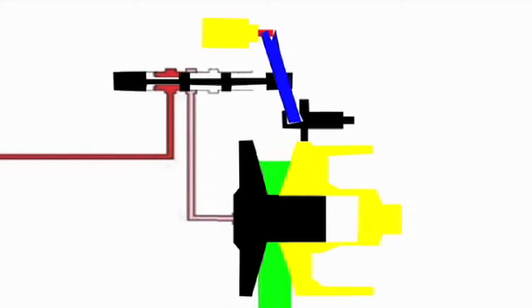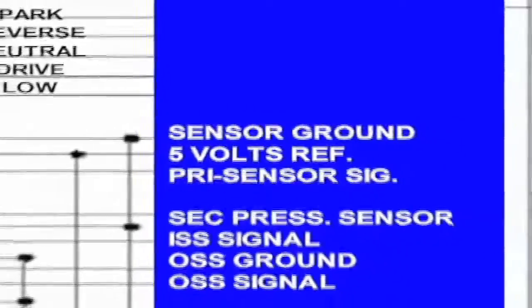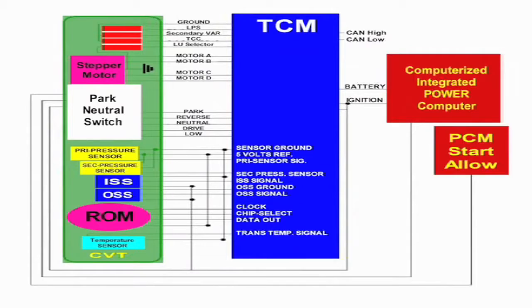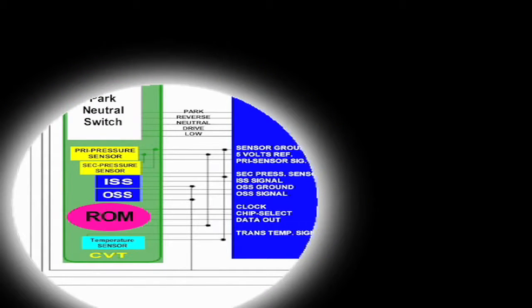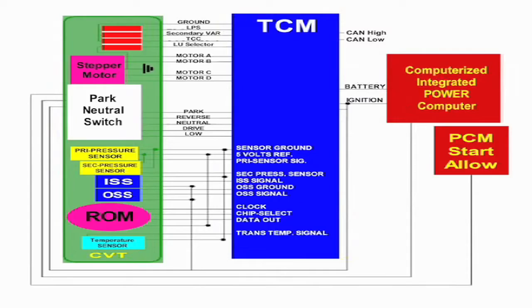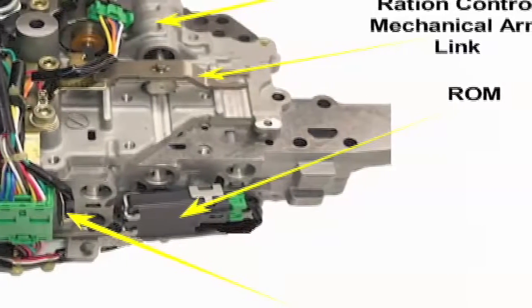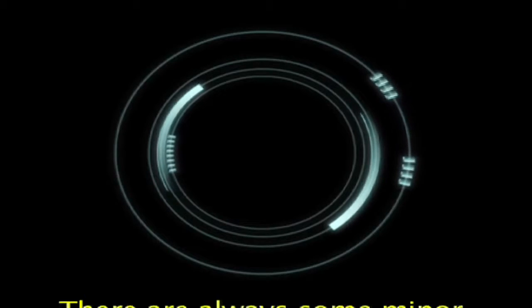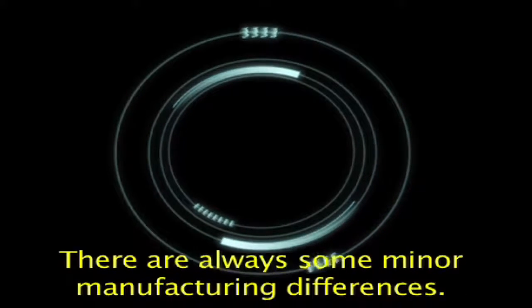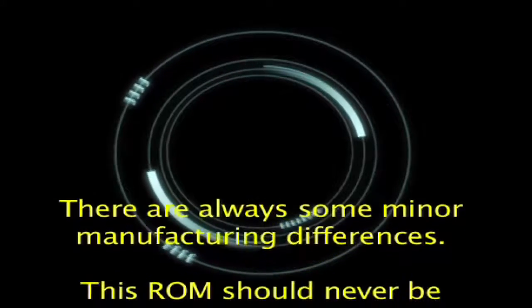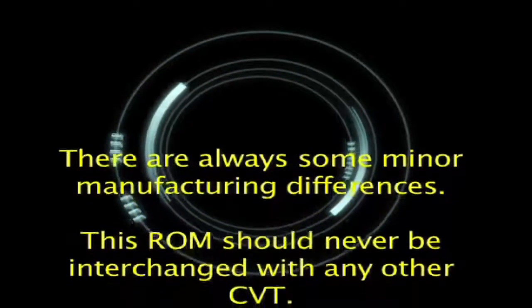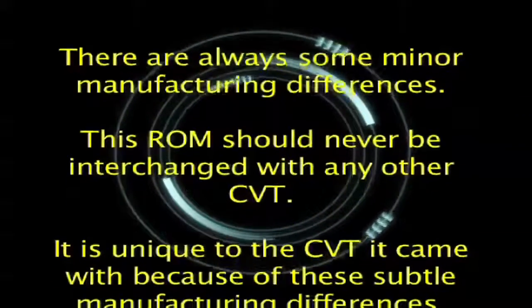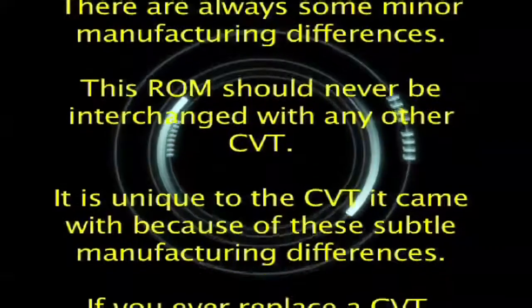Looking at the CVT wiring schematic, you might notice the ROM assembly. This is a microchip, programmed when the transmission was assembled, and carries specific information on the variators and hydraulic system. It's done this way because no 2 CVTs are the same. There are always some minor manufacturing differences. This ROM should never be interchanged with any other CVT. It is unique to the CVT it came with because of these subtle manufacturing differences.